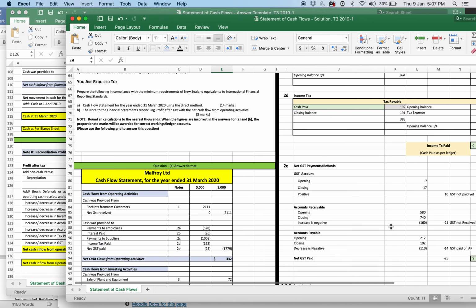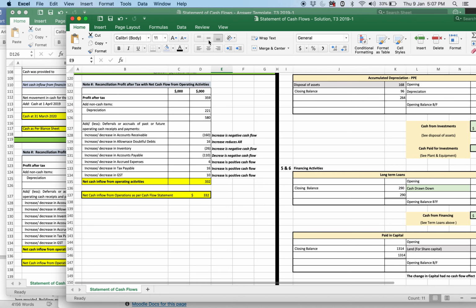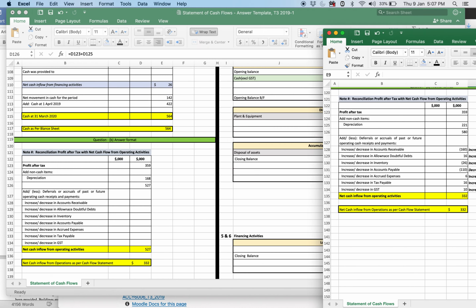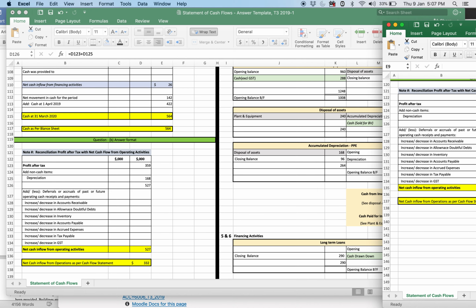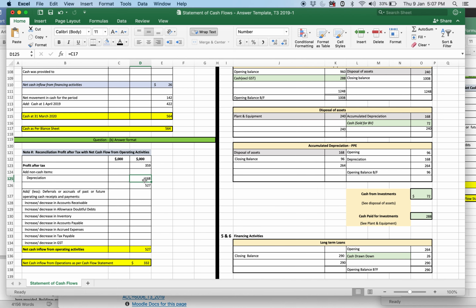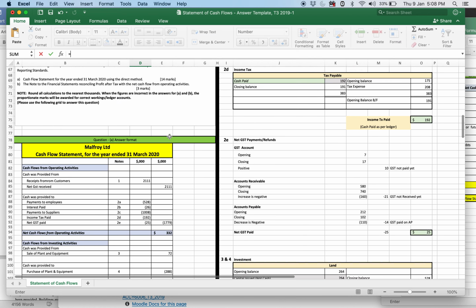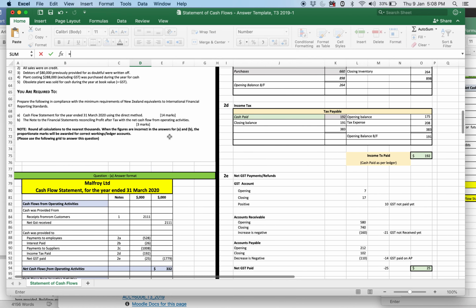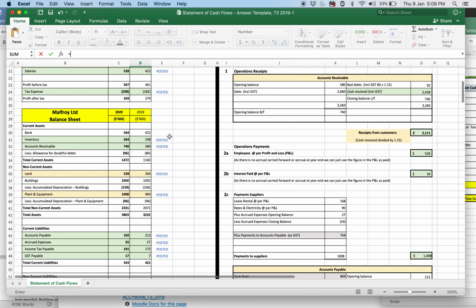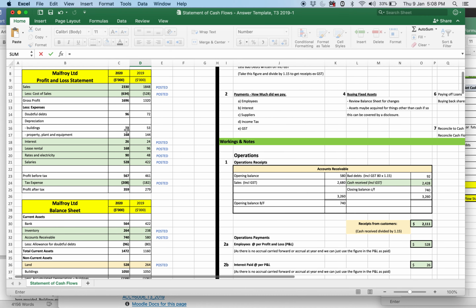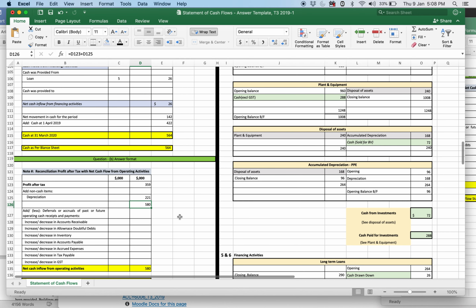Wait a second, just quickly spin to this. Yeah, it's 221. Okay. Depreciation is in two lines. Okay, right. Add non-cash items, 221 depreciation. That's good. Okay, yeah, that's fair enough.